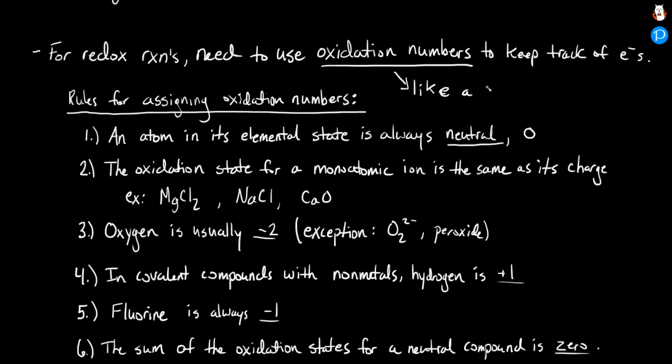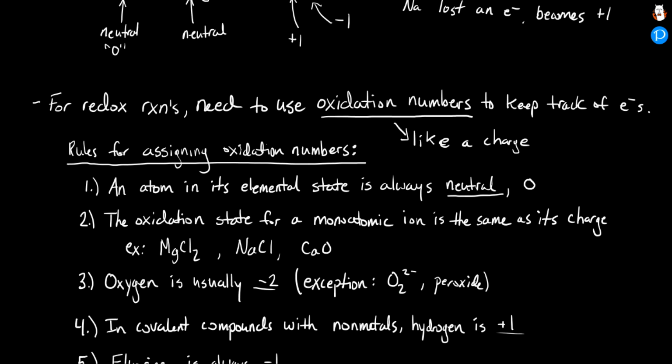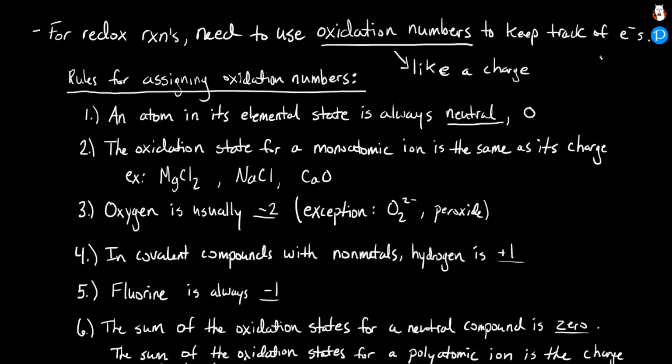Like a charge. So with ionic compounds like these up here, we've already learned how to use the charges for ionic compounds to figure that out. But not all reactions are going to be dealing with ionic compounds, and for things like covalent compounds and stuff like that, we have to use these oxidation numbers to keep track of what thing is losing electrons and what thing is gaining electrons within a reaction. So here are the rules that we're going to use for that.